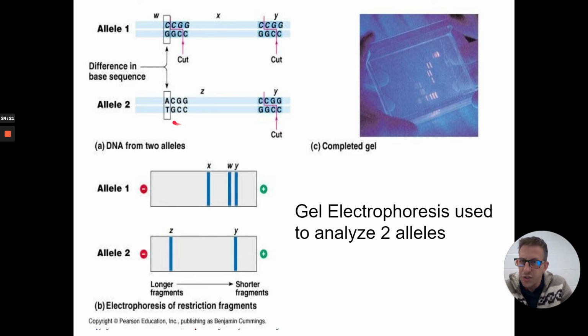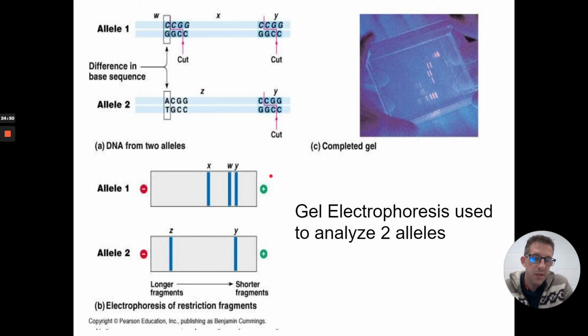But allele 2 is going to have a different DNA sequence. Instead of CCGG, it's ACGG. That's what makes it allele number 2, a different version of that same gene. But what we notice here is that allele number 2 just doesn't have the second cut. There's not a second cutting site for the restriction enzyme that's used. So you're going to get different numbers of chunks based on the alleles you have.